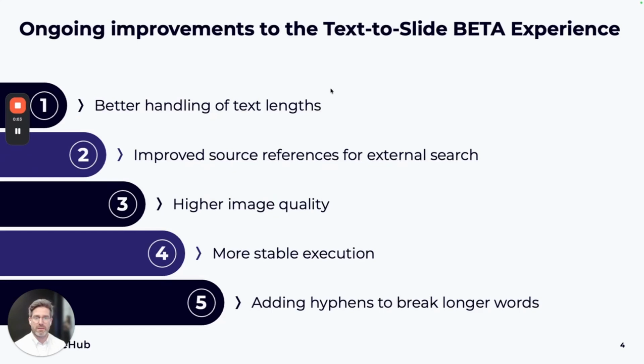One of the things we spent quite a bit of time on this month was to improve the text-to-slide beta experience. This included the better handling of text links. So in the past, we saw sometimes the slide would have too much text compared to the available space. We also improved the way sources, when doing external searches, would be presented in the slide. Then we improved the image quality. In the past, we had a tendency that the image quality was a little bit pixelated, so that's improved now. In general, we made some changes in the backend that should make it more stable and avoid some of these occasional errors.